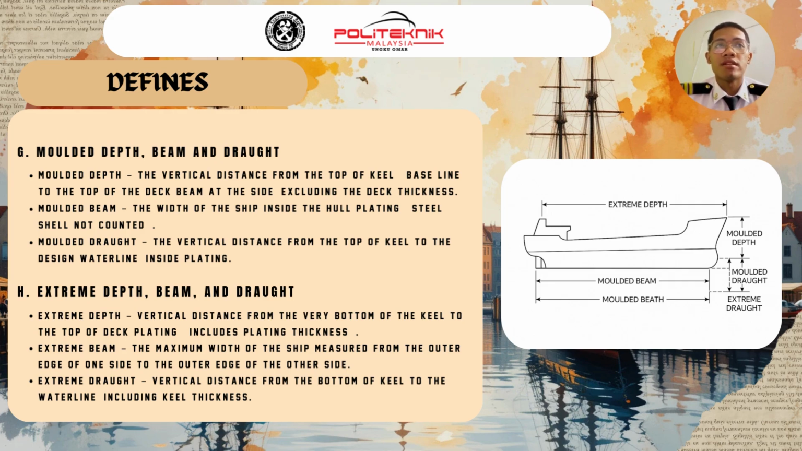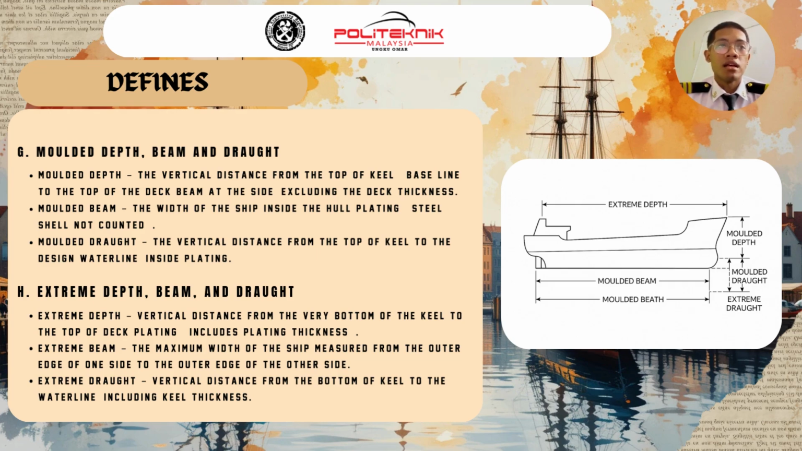Alright, seven. Molded depth, beam and draft. Molded depth: the vertical distance from the top of the keel baseline to the top of the deck beam at the side, excluding the deck thickness. Molded beam: the width of the ship inside the hull plating, plating thickness not counted. And the last, molded draft: the vertical distance from the top of the keel to the design waterline, inside plating.